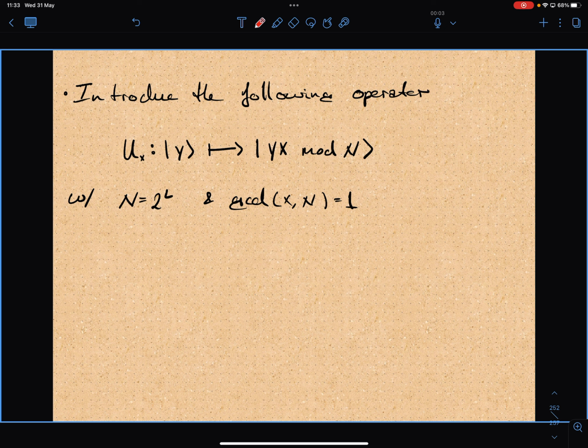And here we're going to introduce the following operator. So this is going to be for a vector space of dimension 2 to the L, where the basis is just 0 to 2 to the L minus 1. And this is just going to be a multiplication operator. So it's going to take y, and it's going to multiply y times x modulo n. So this is going to be our unitary operator.